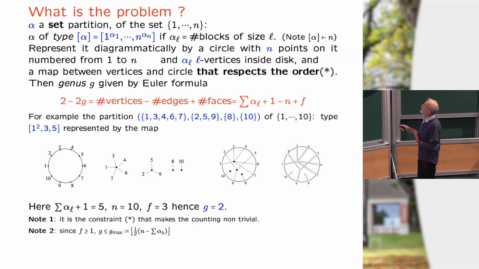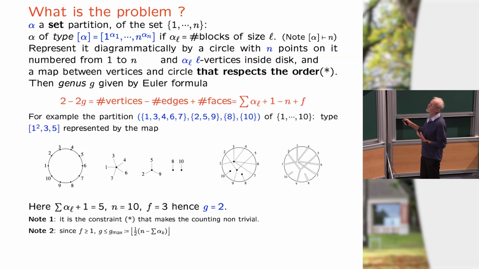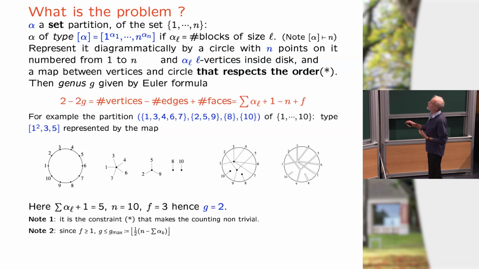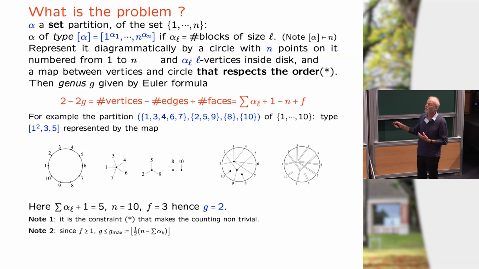Such a partition of that type, I want to represent diagrammatically by a circle with endpoints and a certain number of vertices inside the circle. There will be alpha L vertices of type L, meaning of valency L, if you wish. Then you want to connect the vertices to the external points. There will be no edges between the vertices, only between the vertices and the external points.